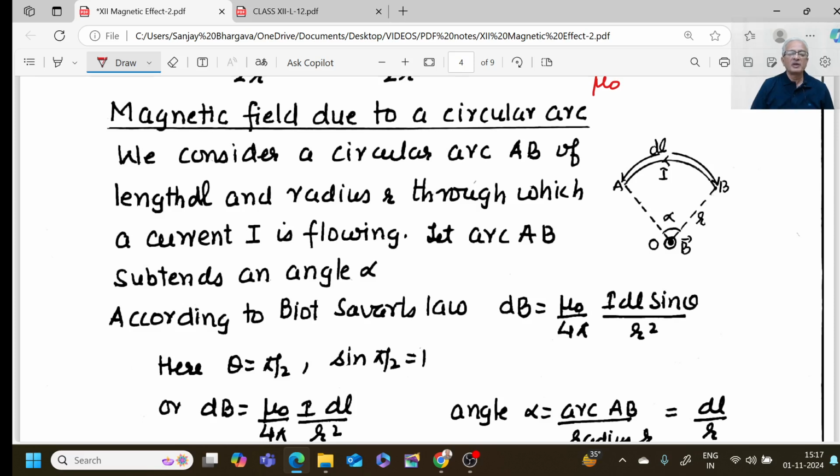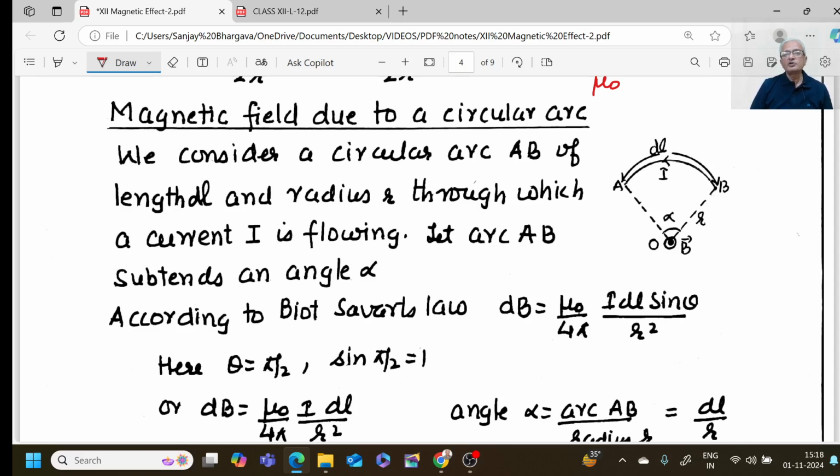This is our second application of the Biot-Savart's law. Magnetic field due to a circular arc. So we have a circular arc AB of length dl and radius r through which a current I is flowing. तो यहाँ पर आपने एक आर्क लिया है AB जिसकी लेंथ को आपने लिया है dl और उसमें से करंट I एंटी क्लॉकवाइज डायरेक्शन में फ्लो करता है. ये जो आर्क AB है वो सेंटर पर एक एंगल सबटेंड करता है और उस एंगल को हमने बोला है अल्फा.